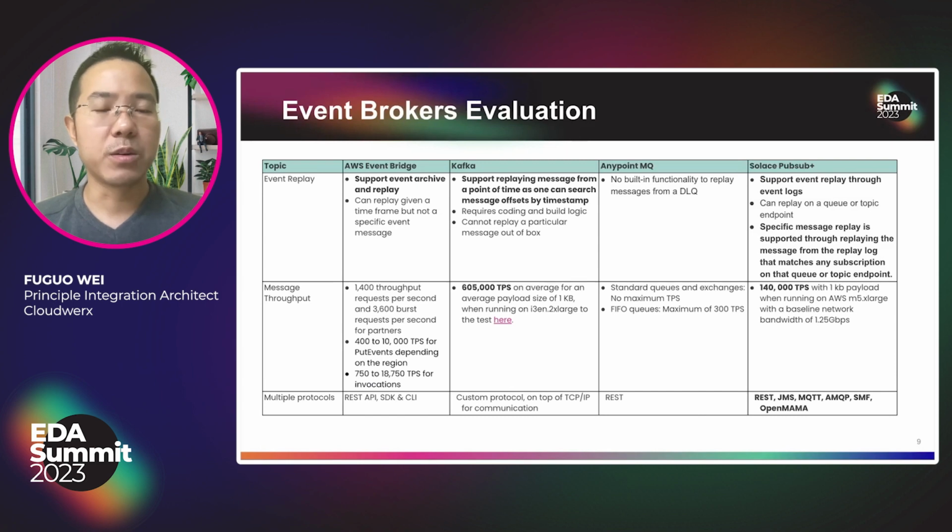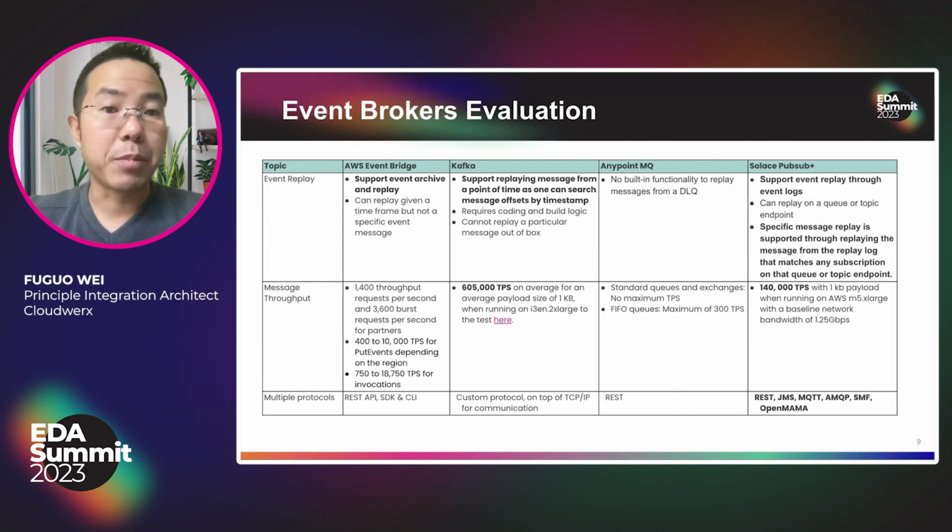Essentially, you can archive every single message that is published to the event broker on EventBridge, and then later you can choose to replay, given a time frame, for example. But you cannot replay a particular message. For example, I want to replay an order message that has order number 0001. You cannot do that on EventBridge. Kafka does support replay. Obviously, it's offset based. As long as you can find the right location, the offset, you would be able to replay messages from that point in time. The way you do it is you can query an offset, i.e. the location, by a timestamp.